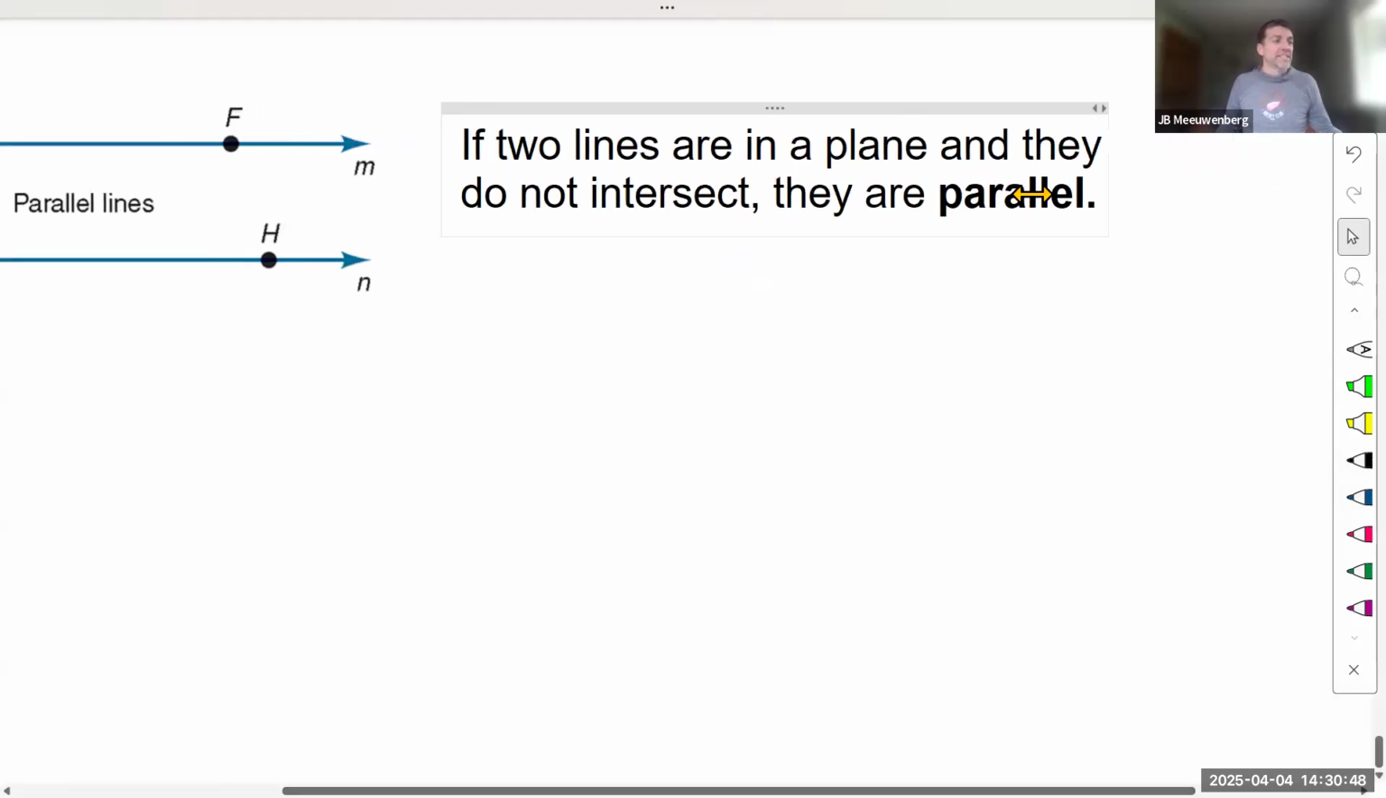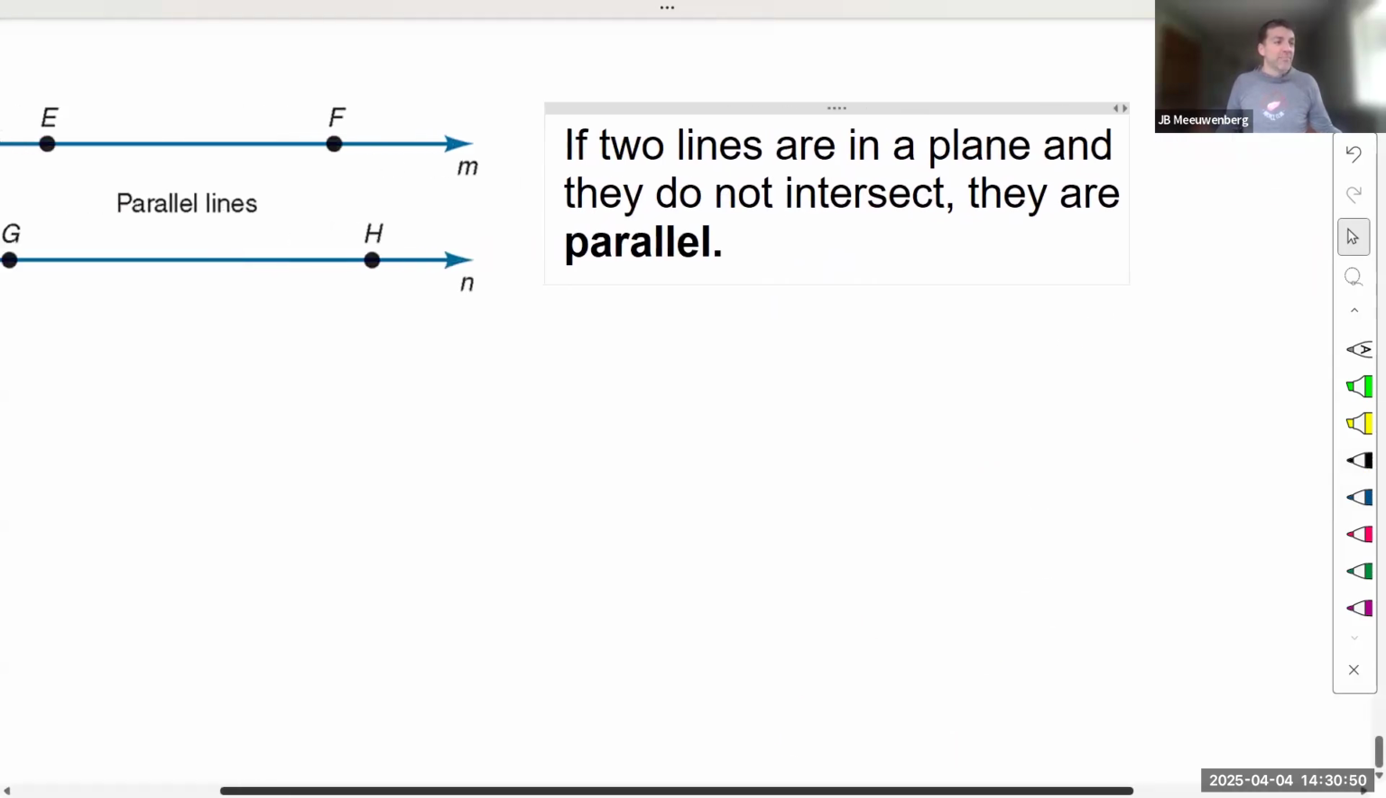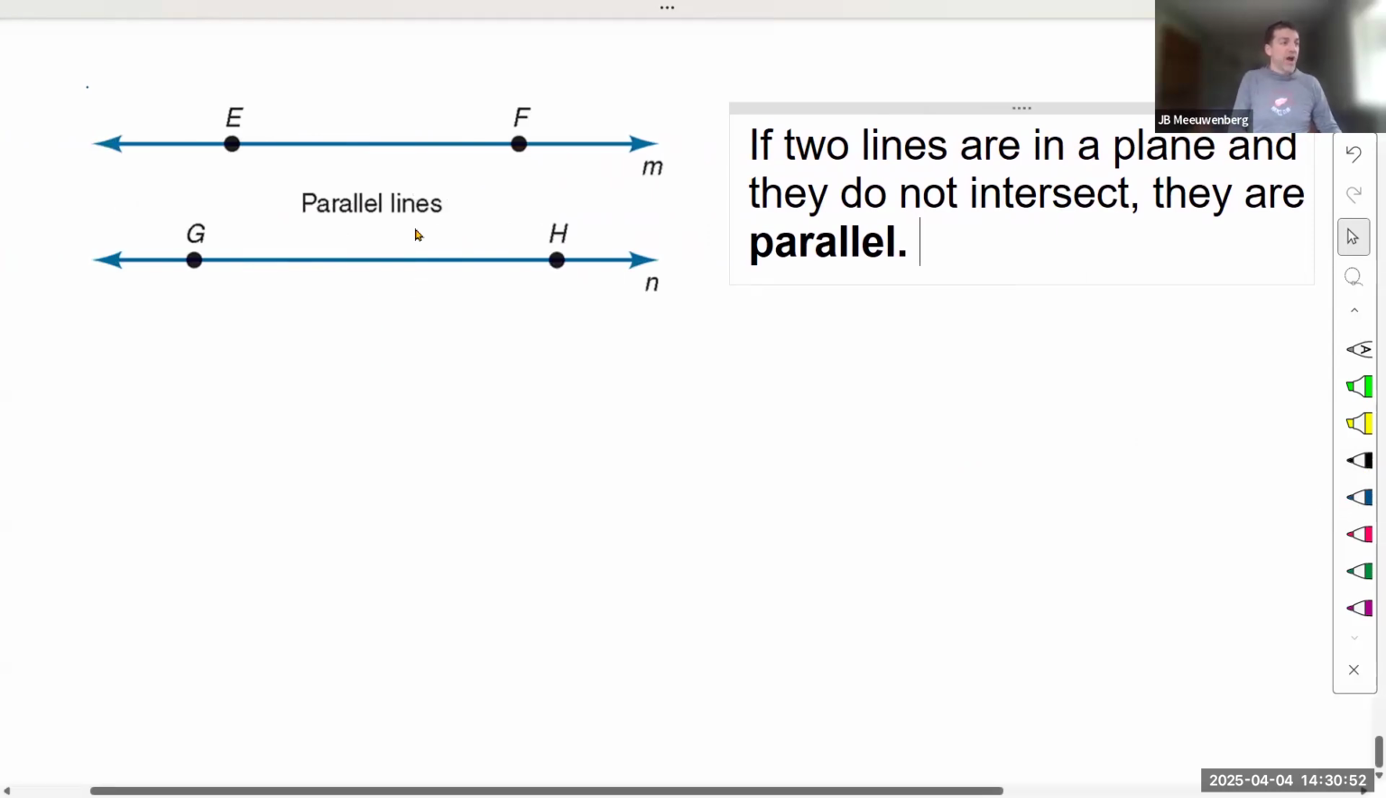Parallel lines are lines that are in a plane, but they do not intersect. So they're on a flat surface, right? If you use the analogy of your hand, your hand is your flat surface. And if your fingers are all pointing up, two fingers are in the same plane, but they're parallel. Those fingers are never going to cross, so they do not intersect.